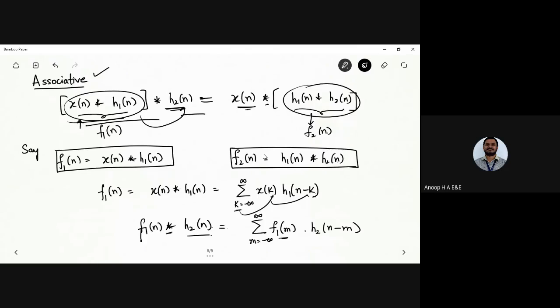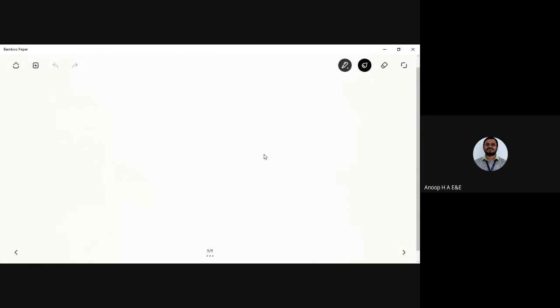Now this f1 of m can be replaced with this summation here. So this summation, you can write it, where you are going to have f1 of m being written there. It might be any such signal, so you are going to have m minus k. If you have f1 of n, it will be n minus k. F1 of m, it will be m minus k. So that's how you are going to write it.